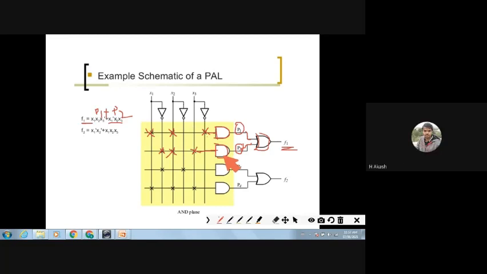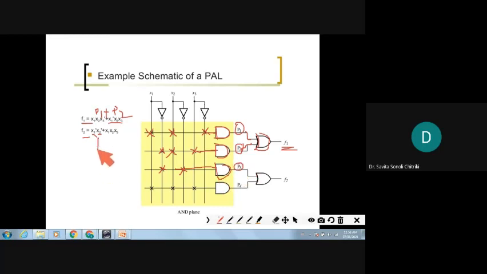Now look at the second function. The second function is X1'X2' plus X1X2X3. This is the X1 line, this is X1', so this I need to mark. There is an interconnection between these lines: X1' and X2'. This is the X2 line, this is X2'. So X1', X2' pass through an AND gate, and I am going to get the product P3.